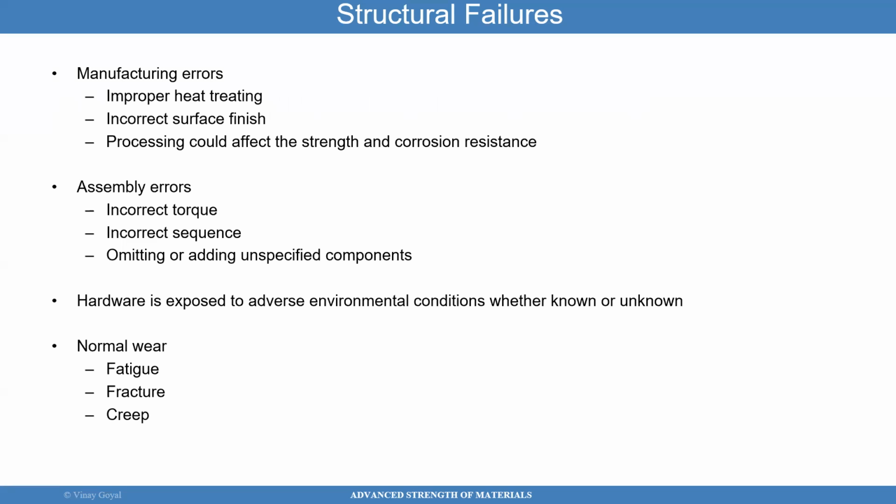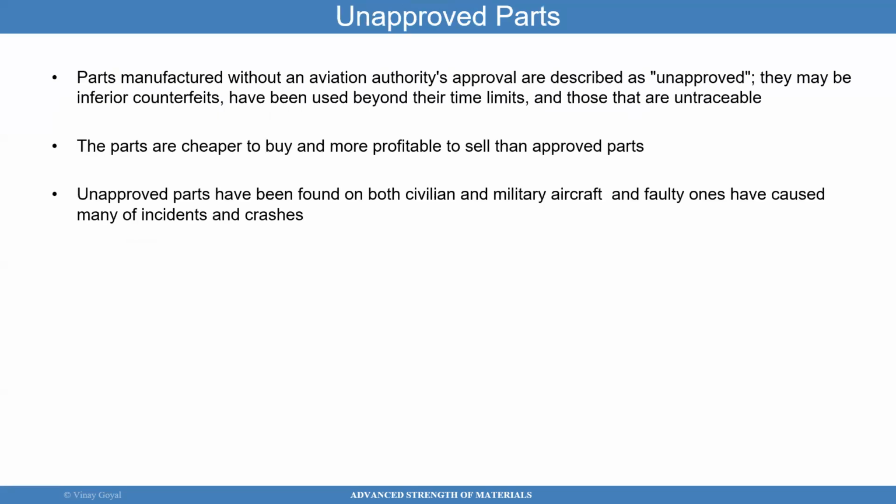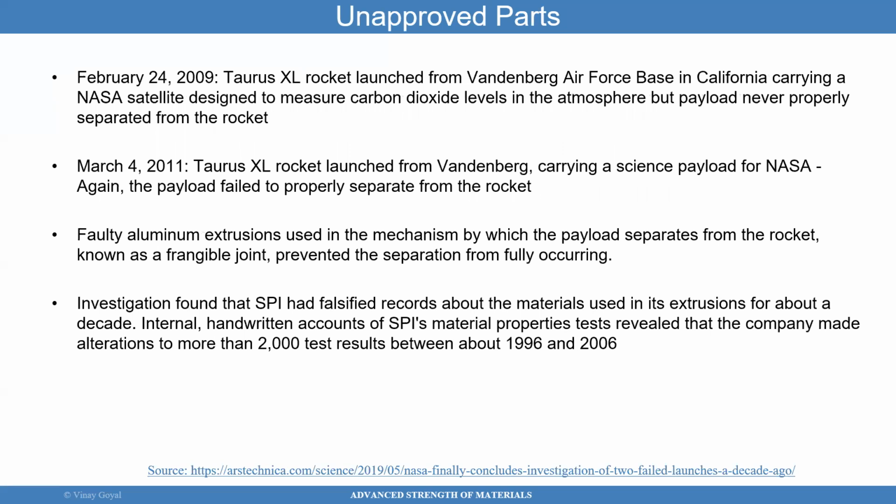Manufacturing errors like improper heating, the incorrect surface finish being applied, especially with additive manufacturing now, where you have surface finishes that look fairly rough. Assembly errors where they put the wrong torque, the incorrect sequence, and things like that. Unapproved parts, I already covered that. Here's an example of an unapproved part where a satellite was being carried, and they found that there's the wrong part being used in this system. And an investigation found that there's falsified records showing that there's an issue with a particular material being used.